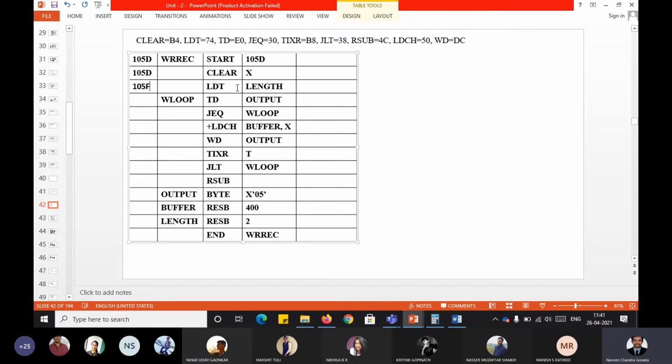Again, LDT LENGTH. It is not acting on the registers, so it is acting on some operand. So it can be format 3 or format 4. But I told you that instructions where the opcode is preceded with a plus are format 4, the rest are format 3. So this LDT LENGTH is format 3, not format 4, for which you need to allocate 3 bytes. So what is the next address? 105F plus 3. F plus 3 is 12, so it will become 1062. If you want, I can also show you that.